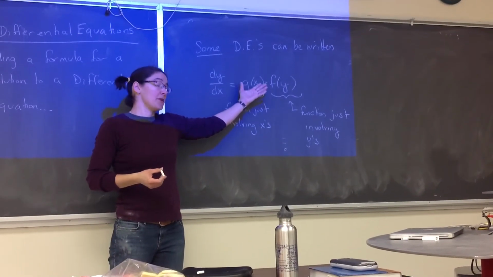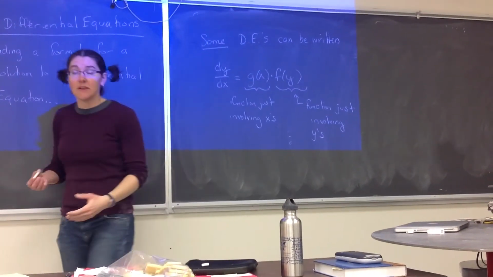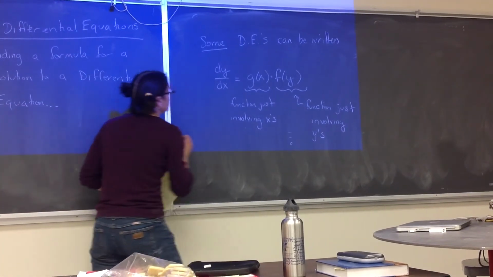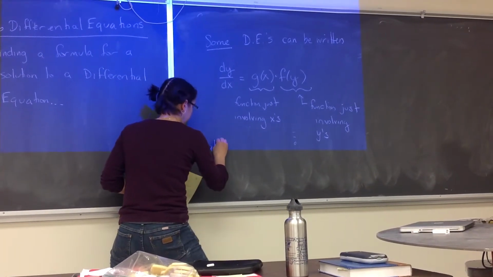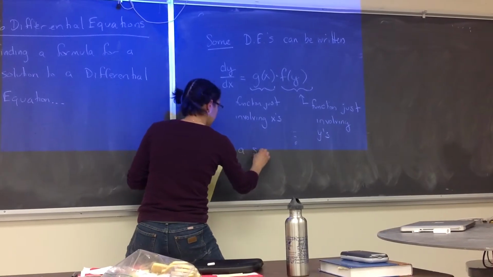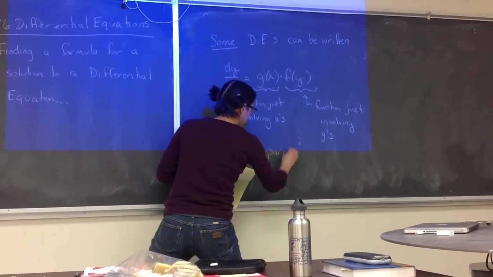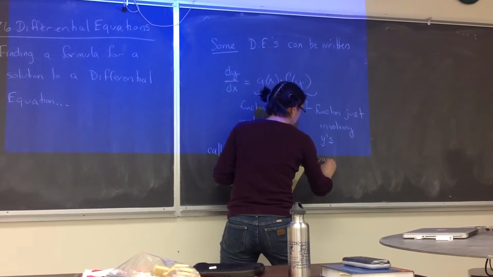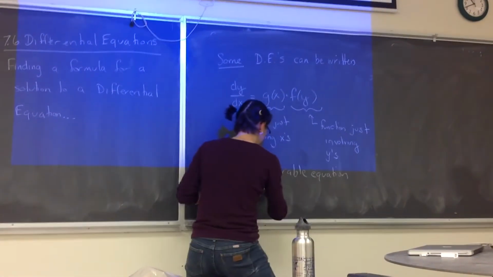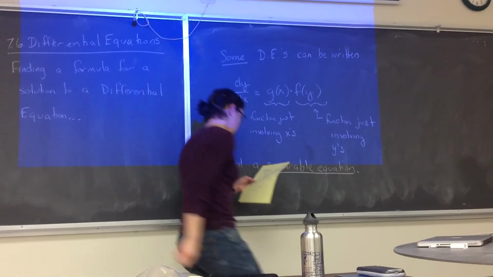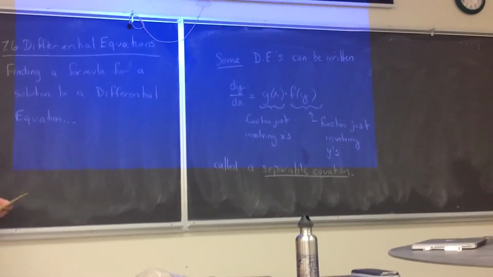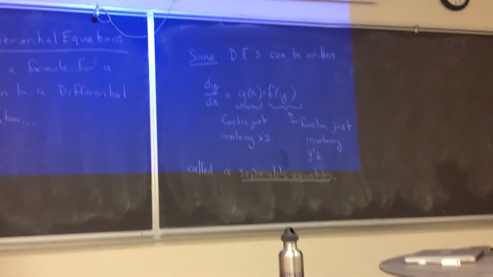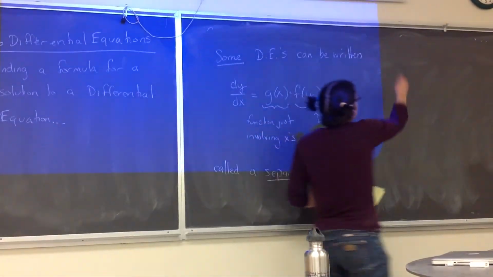And so some differential equations can be written this way, and if a differential equation can be written in this way, it's called a separable differential equation. So that's the type of differential equations that we're going to be looking at, strictly separable equations. So let's take a look at an example.